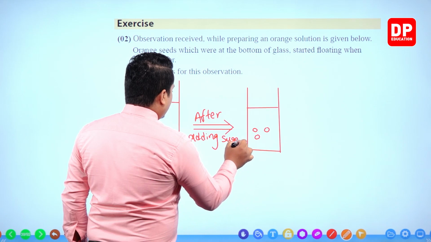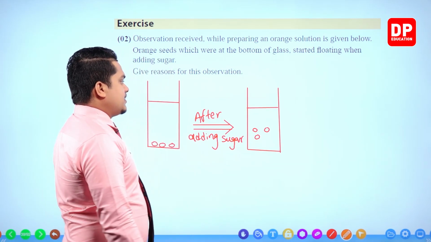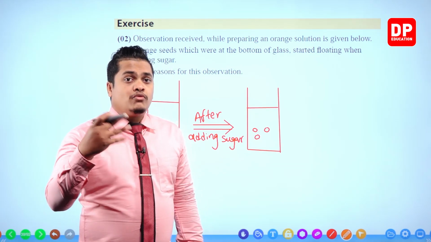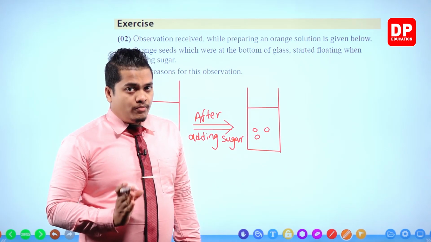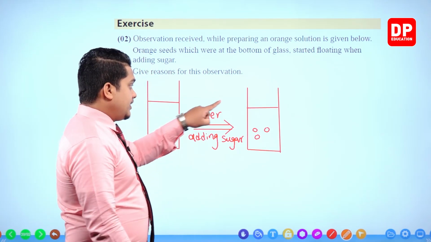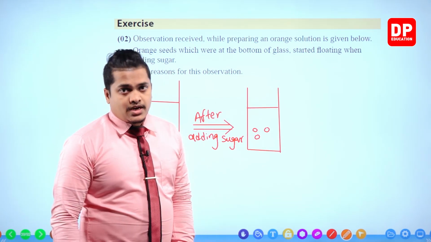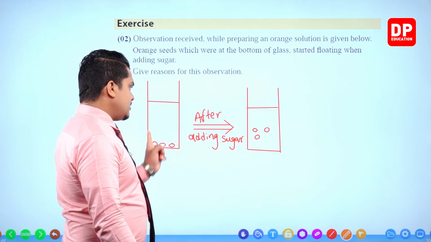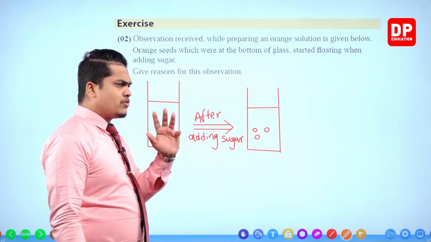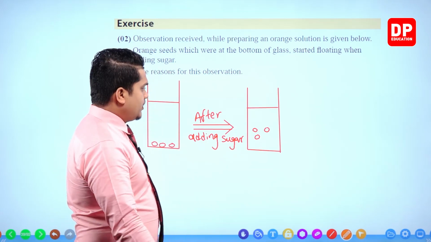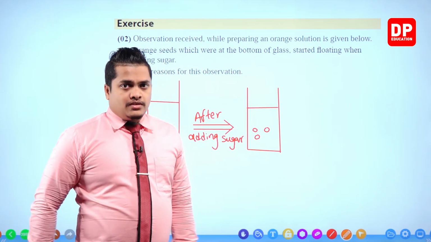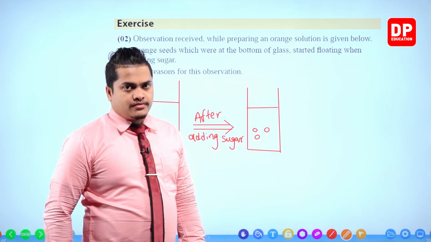After adding sugar, it is like this. More amount is floating. If more amount is floating, in here the density is high. In here the density is low. Compared to what? Compared to the orange seeds present within the solution.